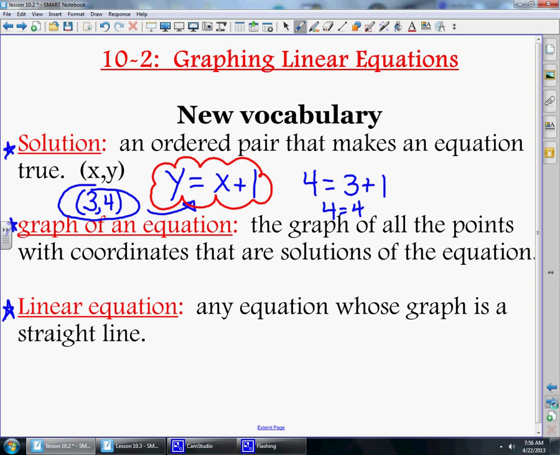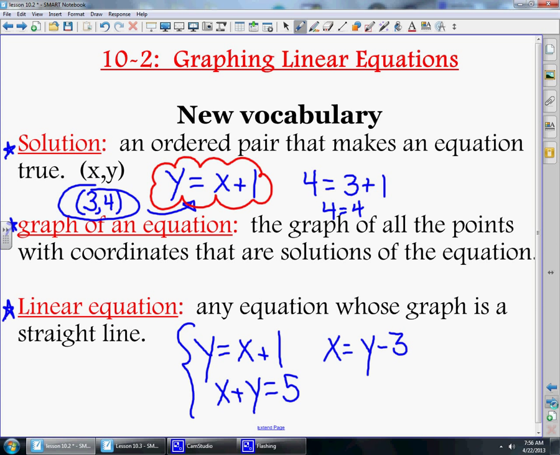Equations for straight lines are always going to be in a form like y equals x plus something, or x plus y equals some number, say 5, or it could be x equals y minus 3. All of these are examples of linear equations.